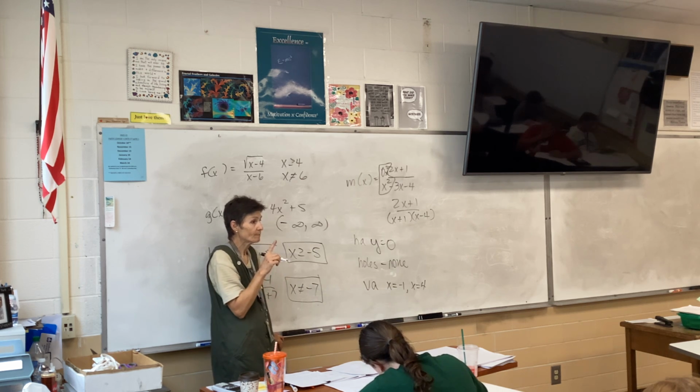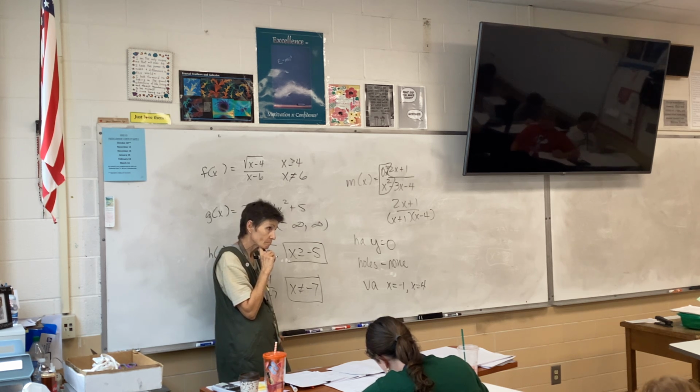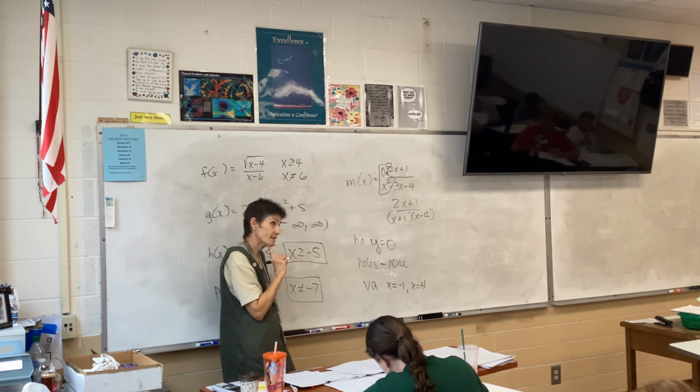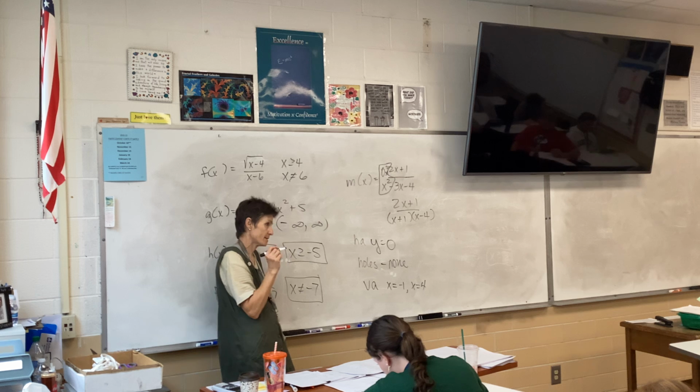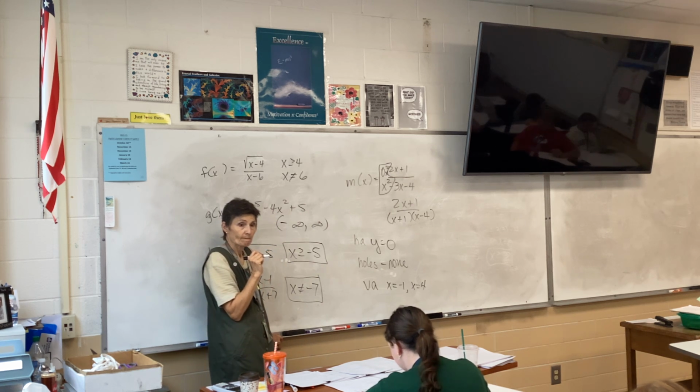Who has a question? For the vertical asymptote, will the bottom denominator always be the vertical asymptote? Yes, because the vertical asymptotes are cannot be's, and x cannot be comes from the denominator cannot be 0. All right, next.